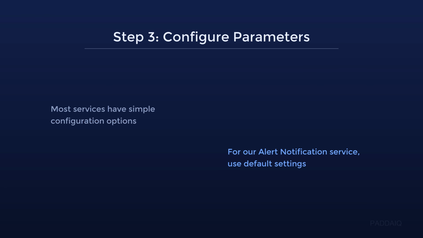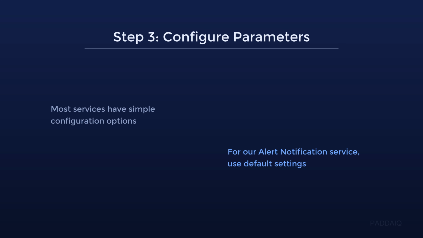For our alert notification service, use default settings. This means accepting the pre-configured values without changes, which are designed to work optimally right away. For example, when setting up email alerts for system errors, the default settings ensure reliable delivery without requiring technical adjustments.